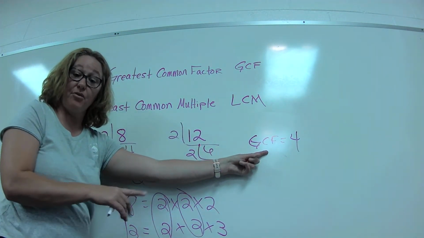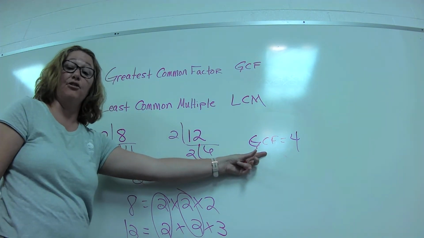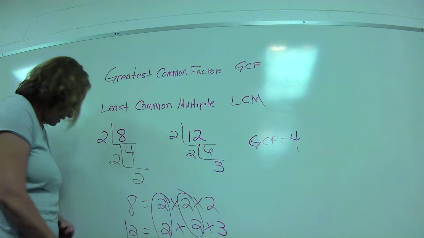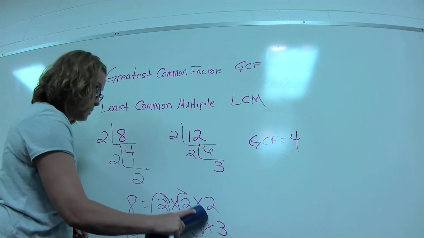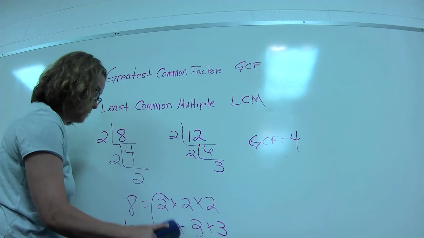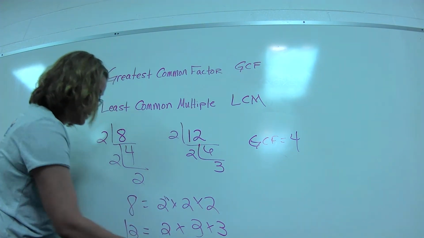Remember, we came up with 4 the other way we did it, but now we're trying to learn the shortcut way of finding it. All right, let's find the least common multiple now. Now I'm going to go ahead and erase my circles here because we're going to recircle some things.